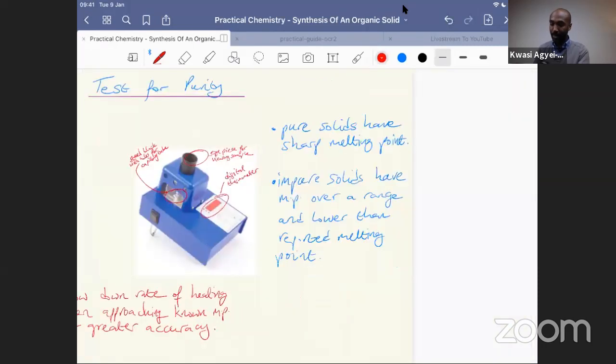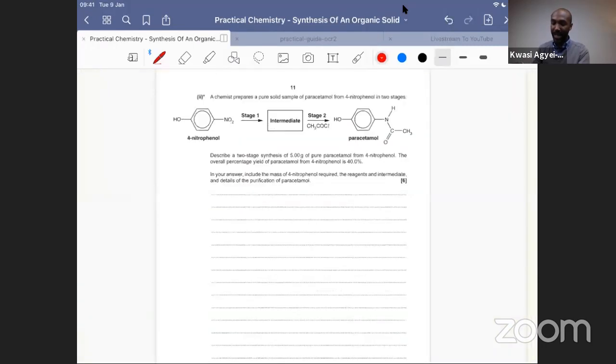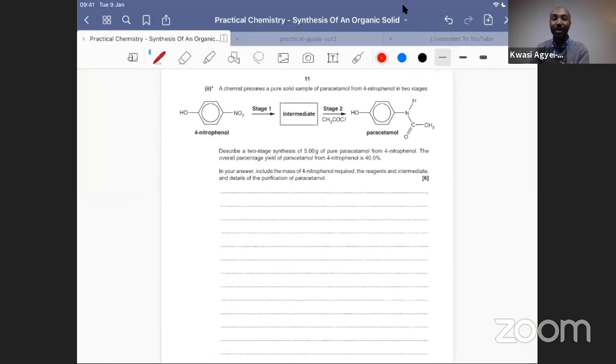The first one looks at the synthesis of another analgesic. So not aspirin this time, but paracetamol. Paracetamol is formed by, first of all, reducing the nitro group of our nitrophenol to an amine. So we're looking at that nitro group, and then that amine is acylated, so here's your acyl chloride, or ethanoyl chloride in this case. That amine is acylated to give you the amide.